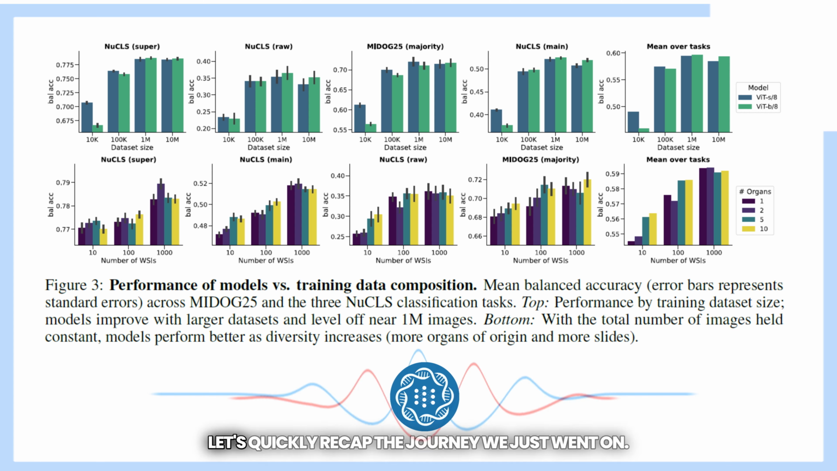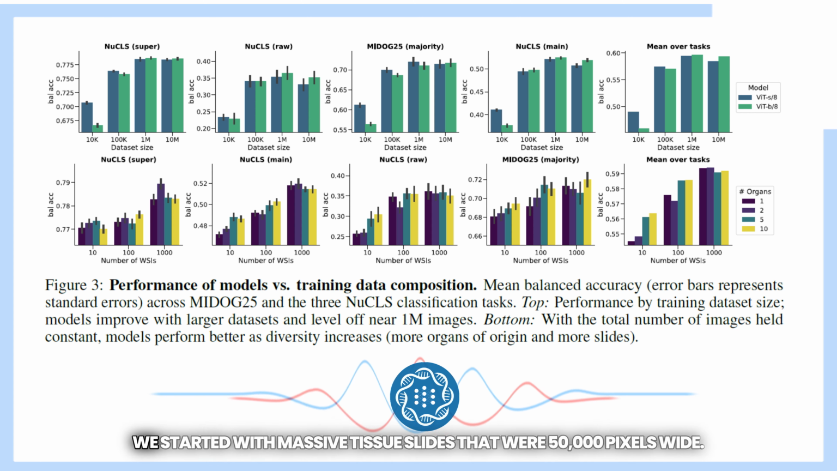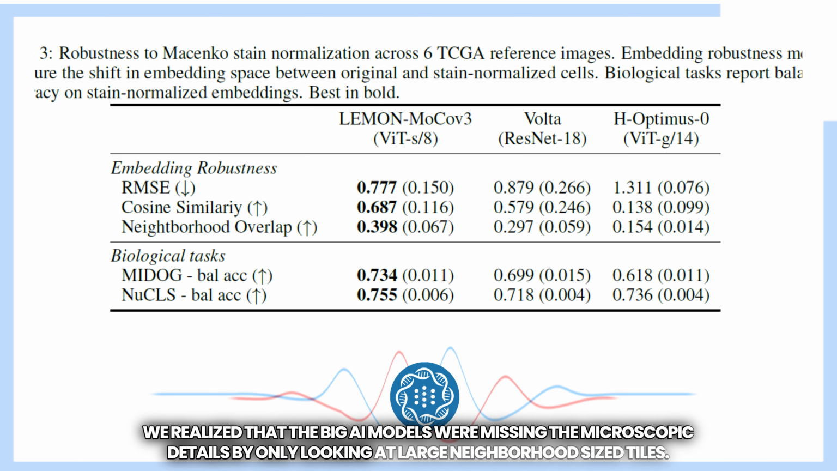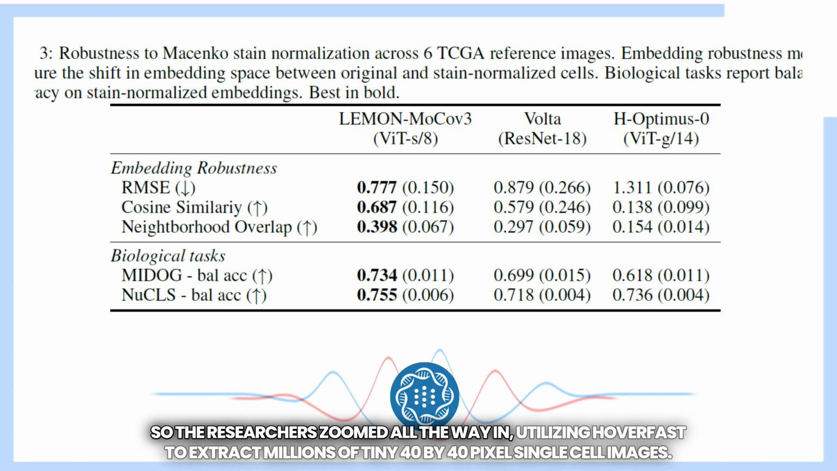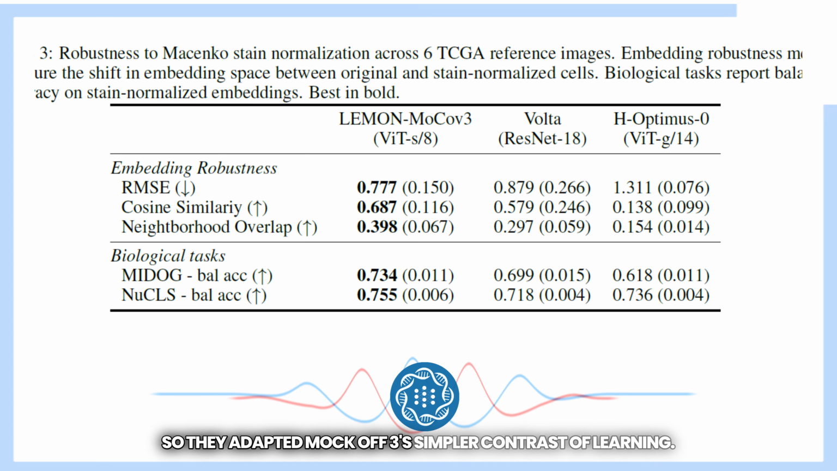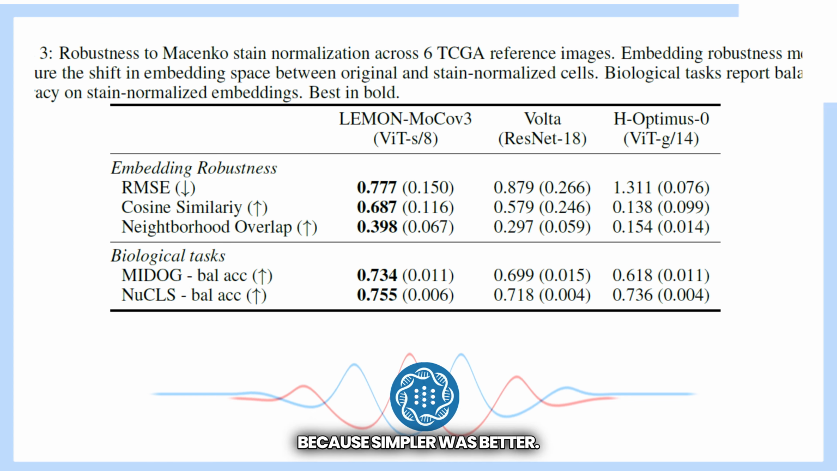It's just brilliant. Let's quickly recap the journey we just went on. We started with massive tissue slides that were 50,000 pixels wide. Huge. We realized that the big AI models were missing the microscopic details by only looking at large neighborhood-sized tiles. So the researchers zoomed all the way in, utilizing HoVer-Fast to extract millions of tiny 40 by 40 pixel single-cell images. Right. They discovered that complex AI frameworks like DINOv2 mathematically ripped themselves apart at that tiny scale, so they adapted MoCo v3's simpler contrastive learning. Because simpler was better. Exactly.